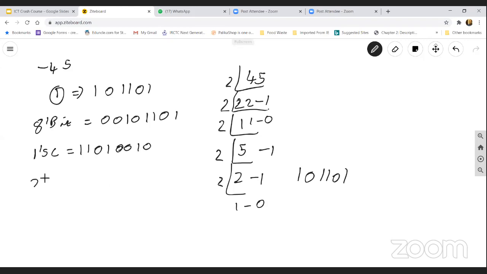Then the 2's complement. Please be careful, guys. Don't make any mistakes. This is the very crucial step. Then we have to add 1 to the whole number. 0 plus 1 is 1 always. Then we write the other numbers as they are. This is minus 45's binary number. Okay, that's all.